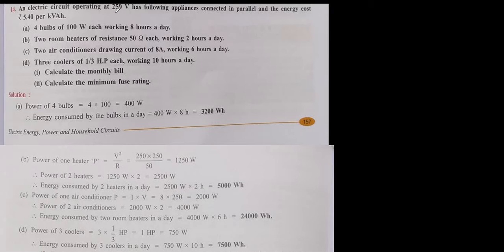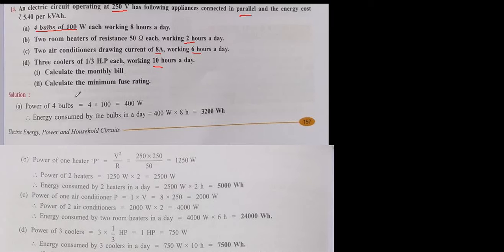An electric circuit operating at 250 volts has the following appliances connected in parallel, and the energy cost is 5 rupees 40 paisa per kilovolt ampere hour. So here 4 bulbs of 100 watt. 2 room heaters of resistance 50 ohm working for 2 hours. 2 air conditioners drawing a current of 8 ampere for 6 hours. 3 coolers of 1/3 horsepower each working for 10 hours a day. Calculate the monthly bill and calculate the minimum fuse rating.